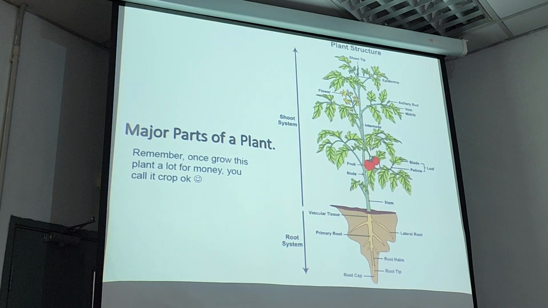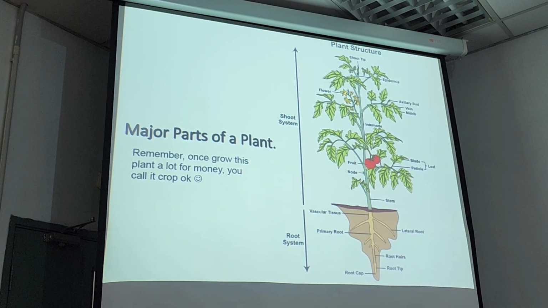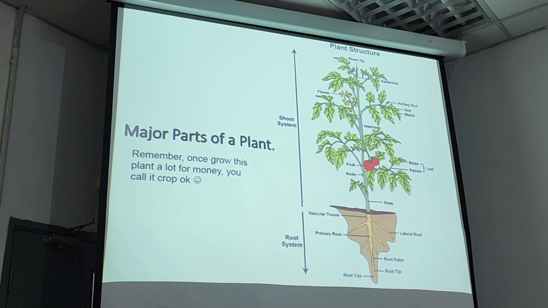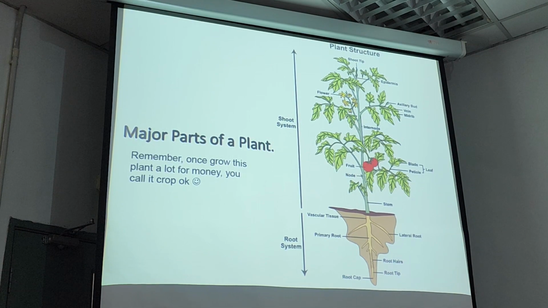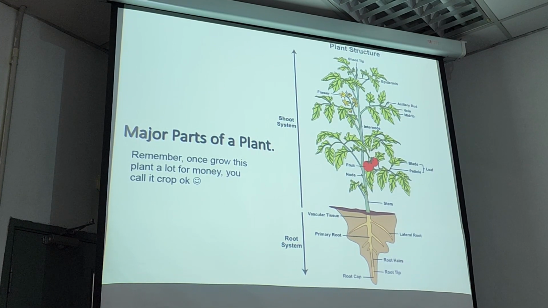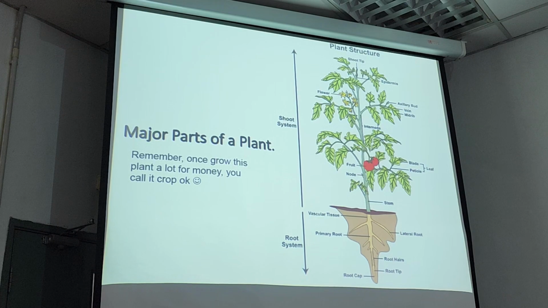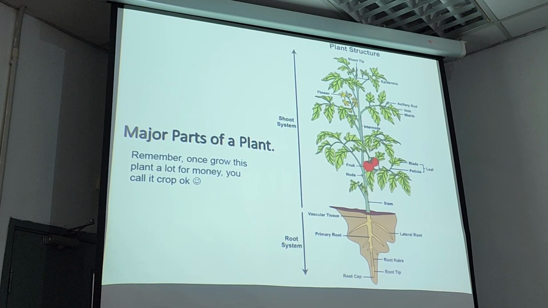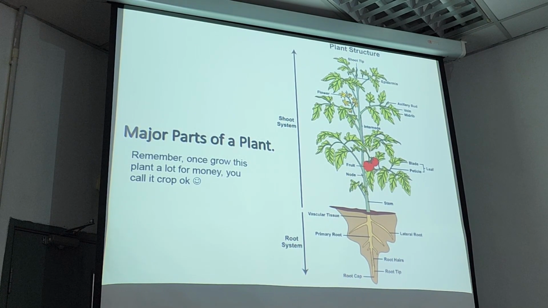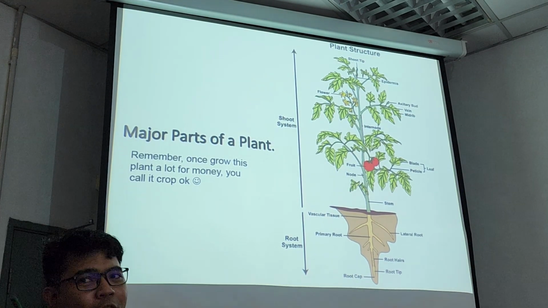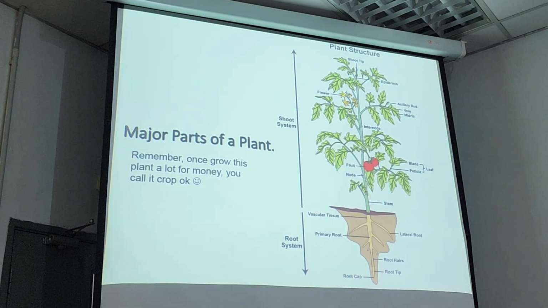Can root become reproductive? Can it? What about groundnuts? Where do you get your groundnuts? Shoot system or root system? Shoot system. So groundnut is actually part of the reproductive system. But is it root? Not root. Okay, if it's not root, what is it then? It's the fruit lah.